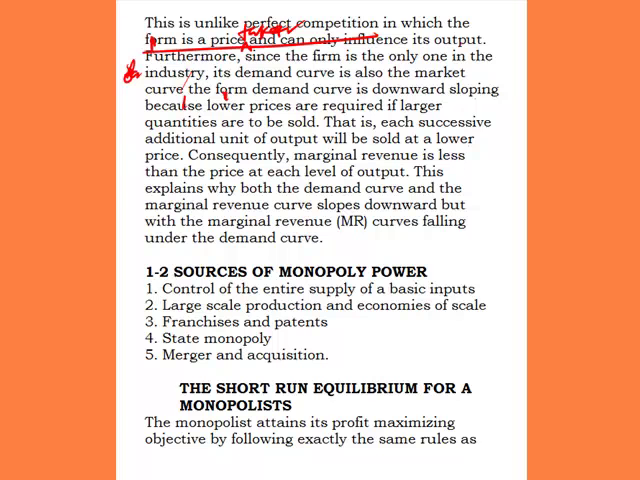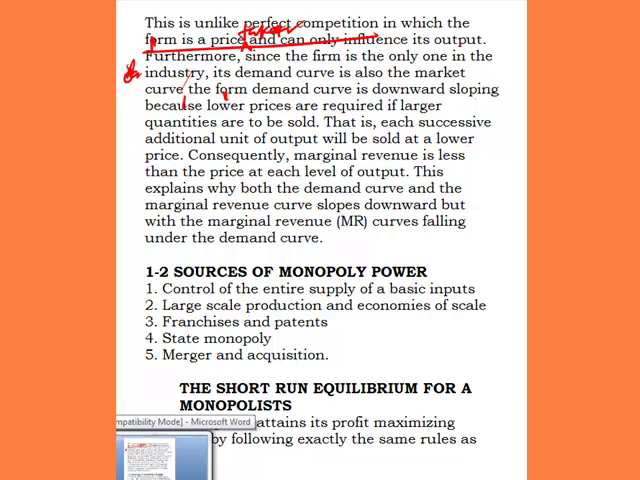State monopoly, that's in terms of NEPA, for example. When the state takes control of the production of a particular product, that's another source of monopoly. And merger and acquisition. Through merger and acquisition, firms that merge together can take control of the whole market.